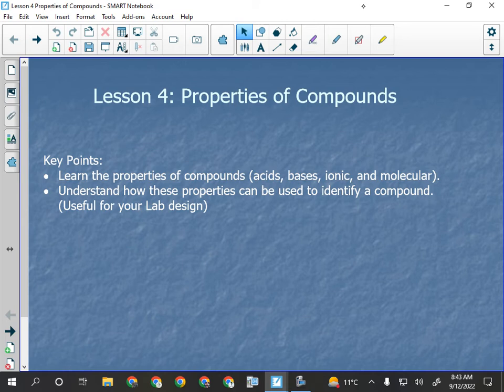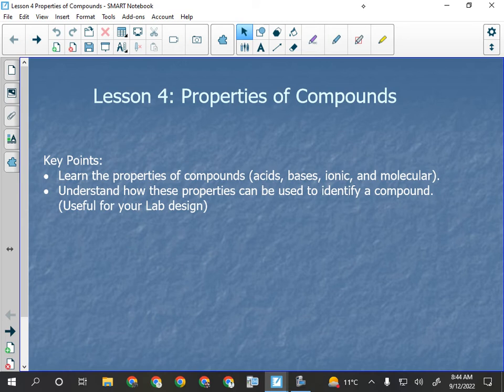From time to time throughout this lesson, I'm going to give you little tips like, oh, this is going to be really important for your lab. You might want to make note of that, because they'll really help you out when we're talking about trying to identify things.